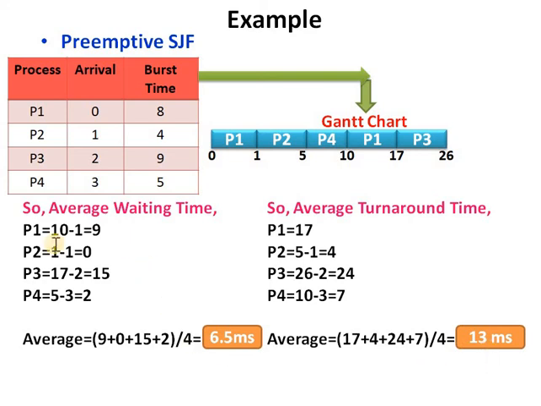Here, you can also consider, for calculating waiting time for process P1, an arrival time of 0. You consider the 0 value and calculate the average waiting time and turnaround time for the processes that arrived into the CPU. This is the example of preemptive SJF.